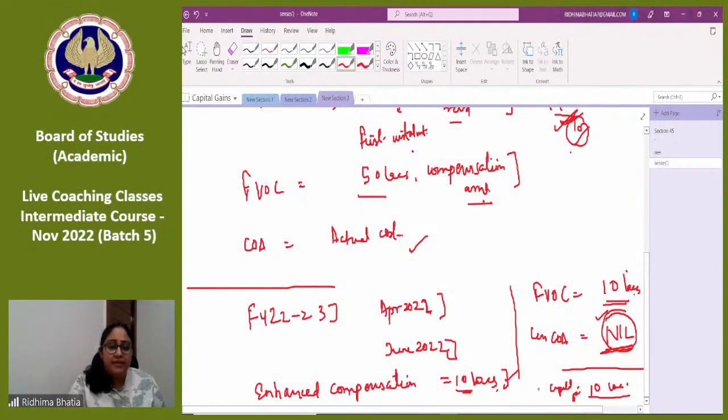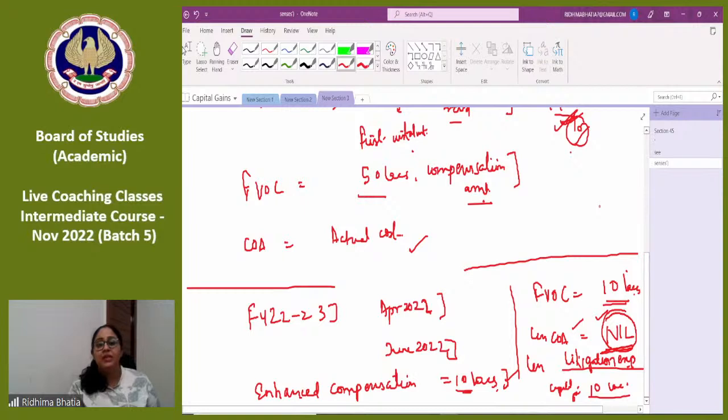But yes, whatever litigation expenses you have incurred to go to court and hire the lawyer, those would be allowed. Litigation expenses would be allowed, but no other element would be allowed, because you already took the deduction of cost of acquisition in financial year 21-22 when computing the capital gain. How will they give the benefit of the same cost again, right? So that's why no cost of acquisition in case of enhanced compensation, and the litigation expenses deduction you will surely get.